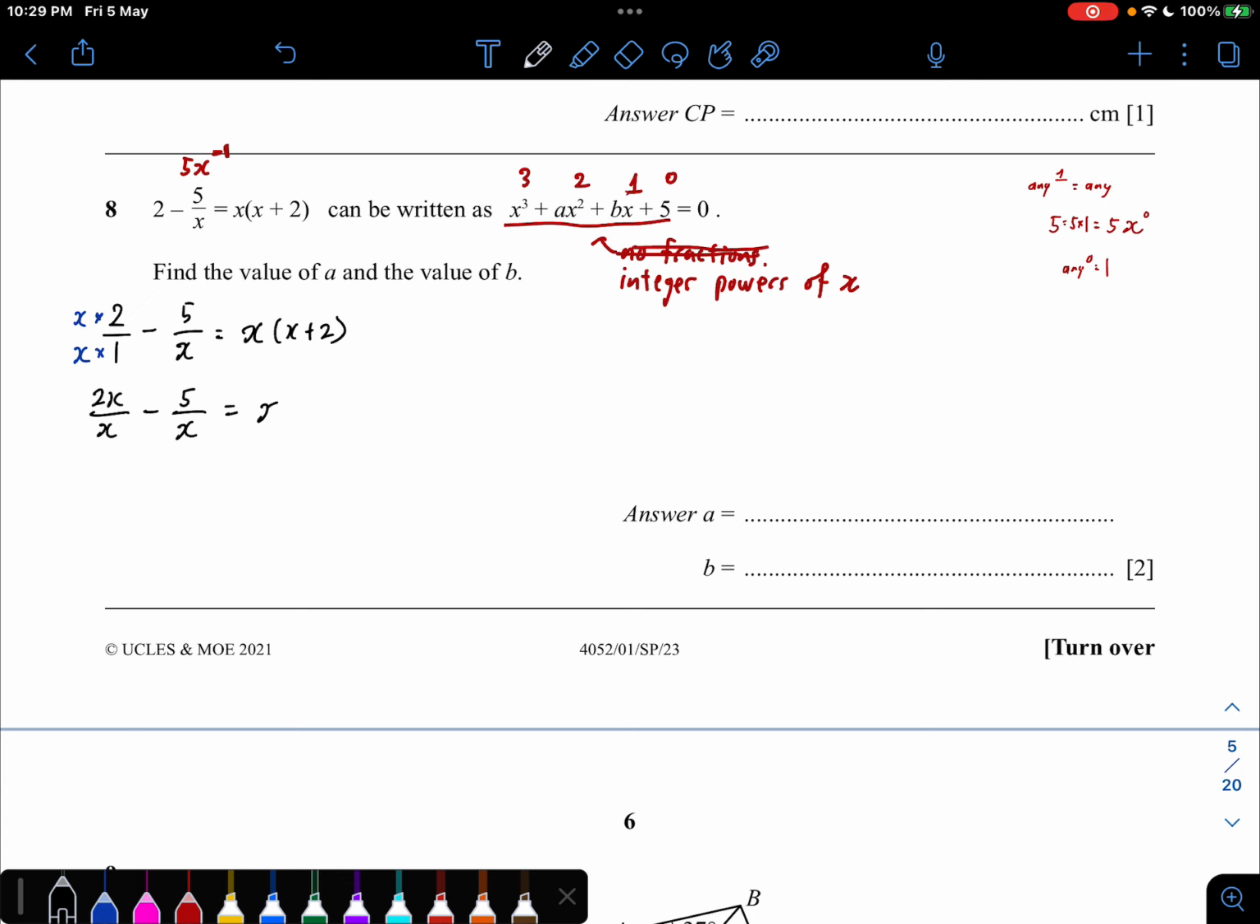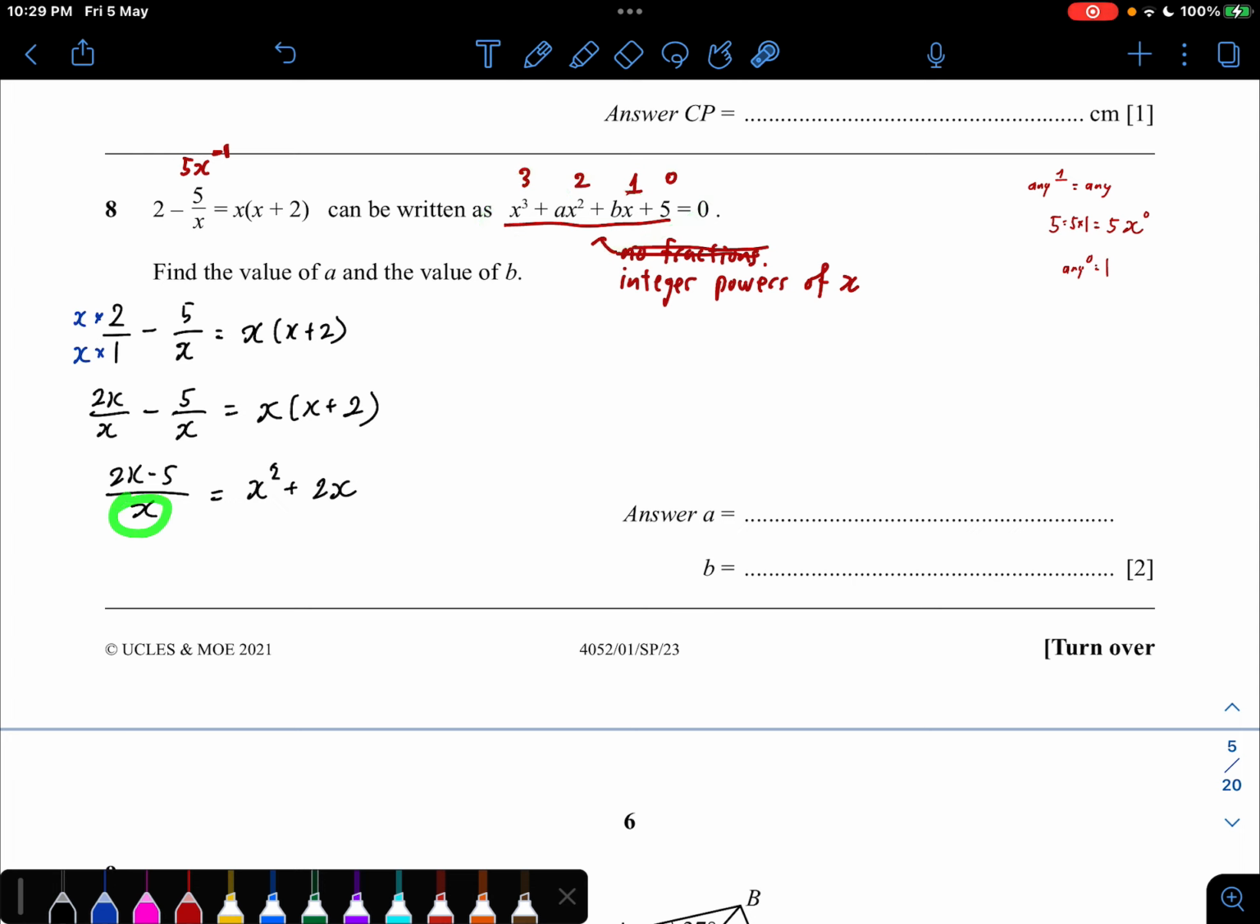Right? Copy the right hand side, then combine, so you get 2x minus 5 all over x. If you're faster, you could have just immediately expanded this, you get x squared plus 2x. Then what happens next? Oh, here no fractions, integer powers of x.